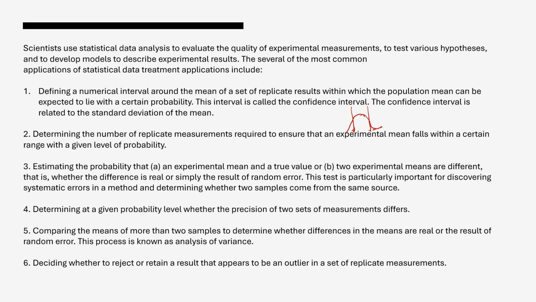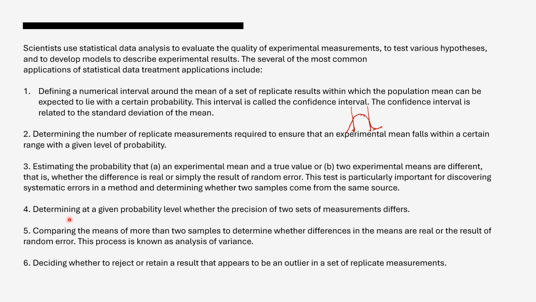We have to calculate the number of replicate measurements that we should have in order for us to have more reliable results or data. And also, we can estimate the probability of an experimental mean being around the true value, or whether the experimental means are different. If you have a known value and you have your experimental mean, you can compare them because we can calculate their error. And if the two experimental means are different, meaning the data doesn't go along well together, this can be questioned.